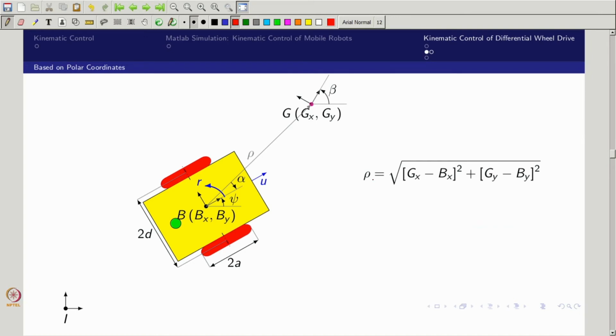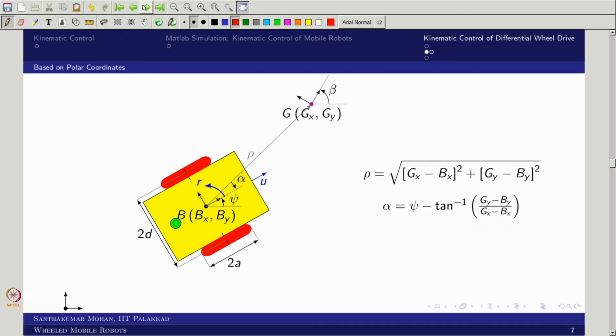So we will first write the rho equation and then the alpha equation. The alpha equation we can even rewrite. If we make this triangle, what is this? This is gy minus by, and what is this? This is gx minus bx, right? So I can get that, and then I can get this particular alpha.